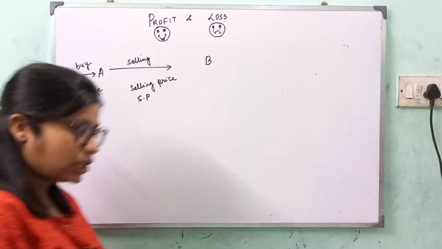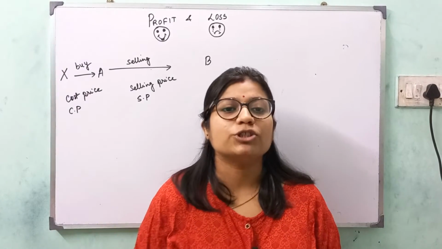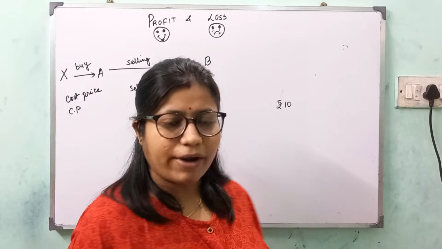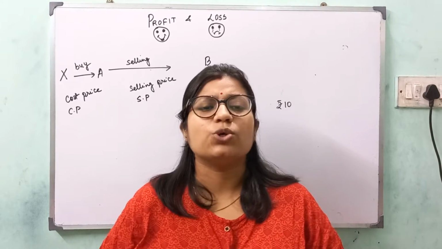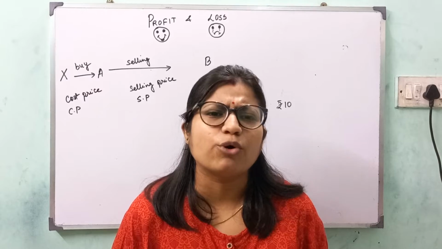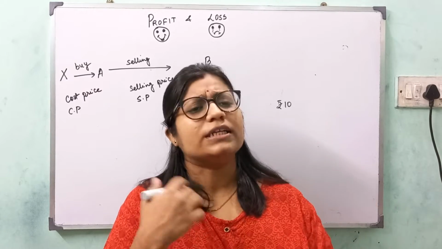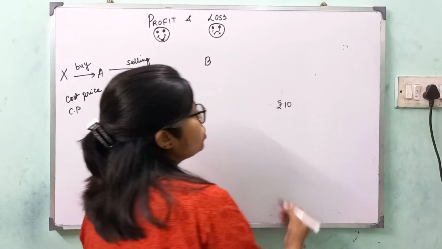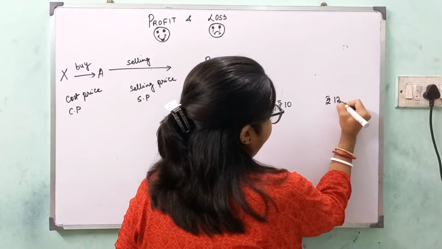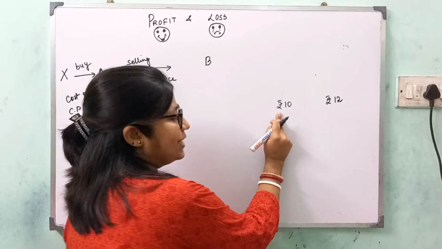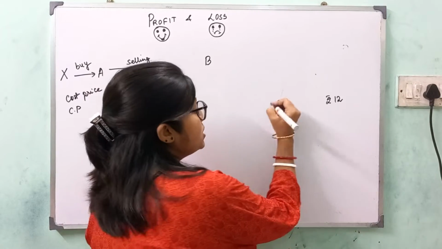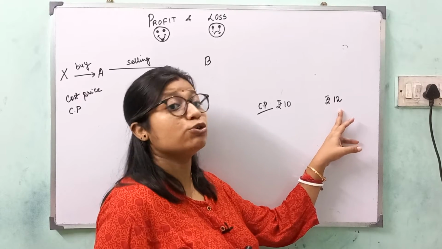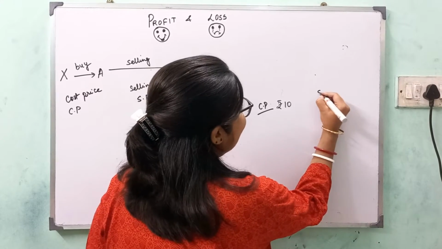Now suppose you buy a pen from a shopkeeper, say for rupees 10. Alright, and then after 2 days you feel the pen is not good enough for you to use, and you decide to sell it to your friend or your neighbor, and you decide to sell it for rupees 12. So rupees 10 is the price at which you had bought the pen, which is the cost price of the pen, and rupees 12 is the price at which you sold it to your friend. That is your selling price.